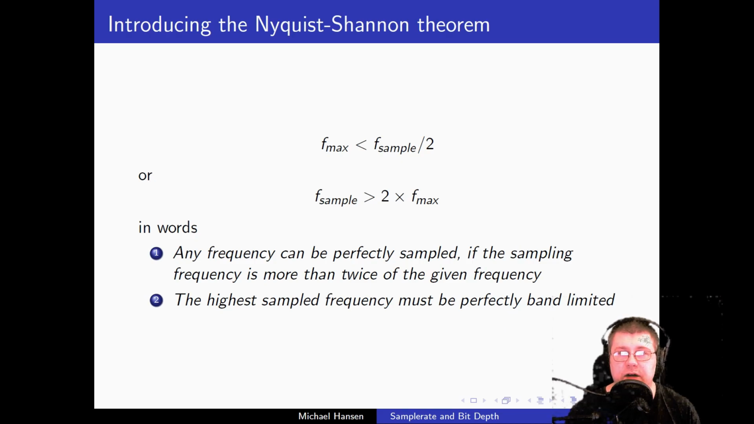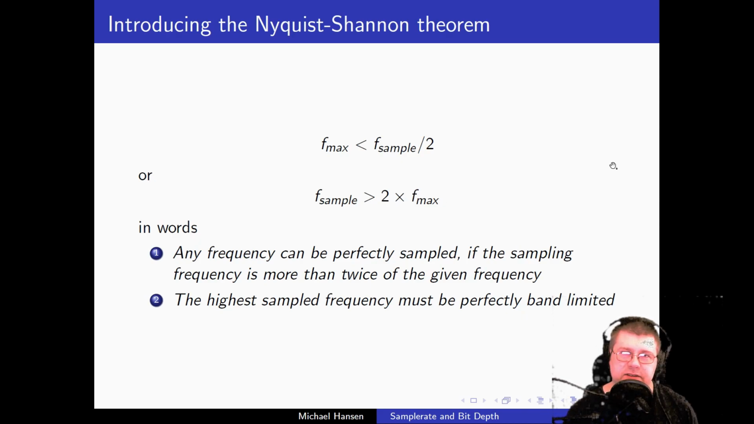In order to understand how the sampling rate functions, we need to look at a very, very important theorem. So I'm introducing for you the Nyquist-Shannon theorem. What does that state? Well, if we look at it from a mathematical point of view, and I am a physicist, so I love mathematics, we can say that the maximum frequency we can resolve has to be less than half of our sampling frequency. Put in other terms, f sample has to be larger than 2 times the maximum frequency that we will resolve.